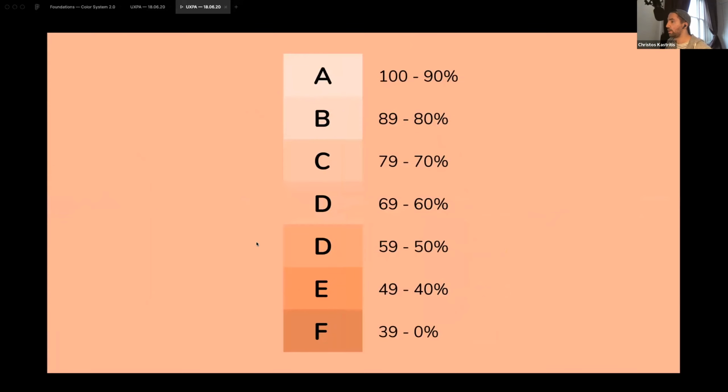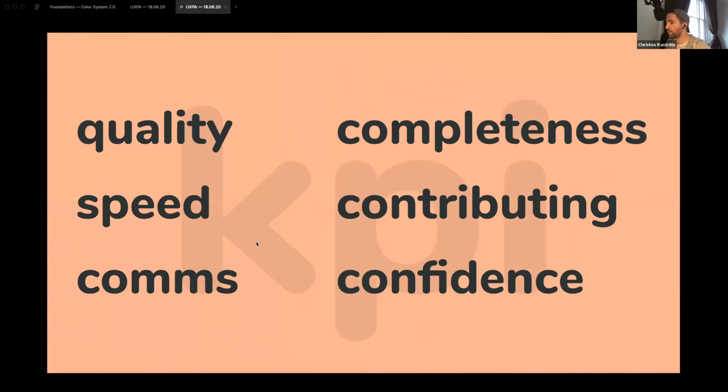And I also introduced a grading scale, the ECTS one, I think. You don't have to do this. I just found this a lot easier in terms of extrapolating that data and trying to make more sense of it. Based on the insights that we had gathered from the teams, we were able to establish a set of KPIs around quality, speed, comms, completeness, contributing, and confidence.